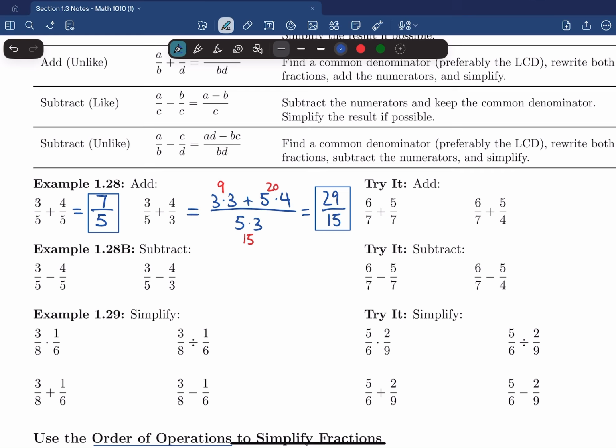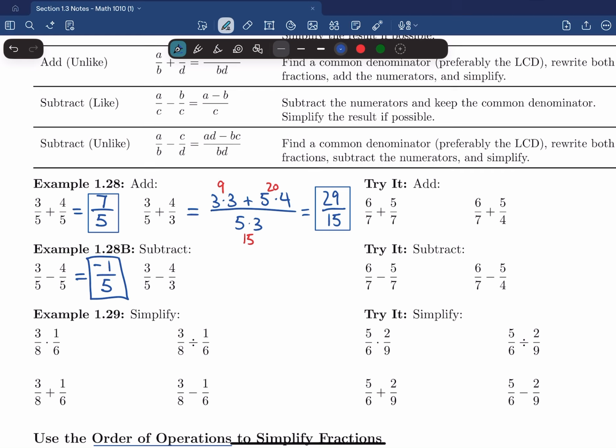Let's try fraction subtraction. In example 1.28b, I'm going to take 3/5 minus 4/5. And I notice they've got the same denominator, so life is easy. I take the numerators, 3 minus 4, which is -1. My answer is -1/5.